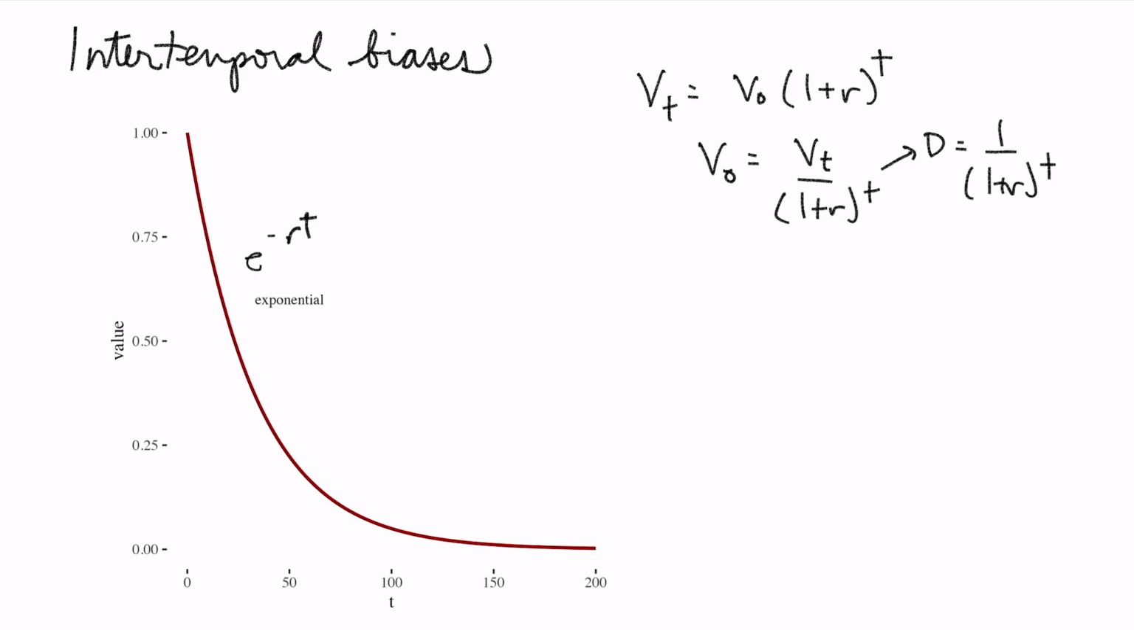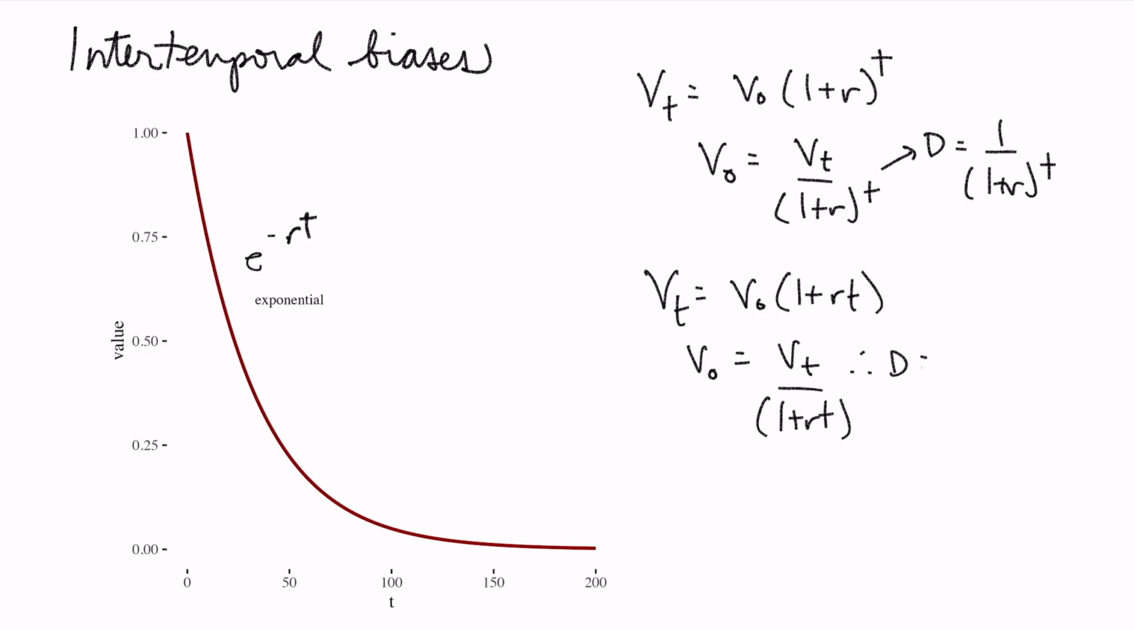We've already seen that people actually use hyperbolic discounting. Using our example above, this would be expressed as V_t = V_0 × (1 + rt), which doesn't correctly account for compounding and is time inconsistent. Present value is then calculated as V_0 = V_t / (1 + rt). Therefore, the discount rate is 1 / (1 + rt).